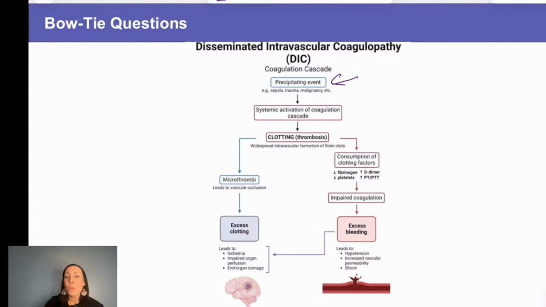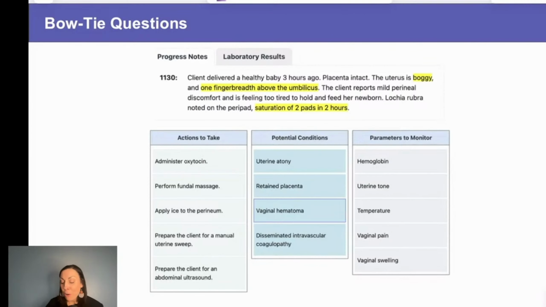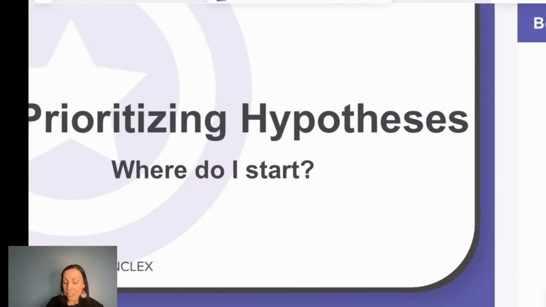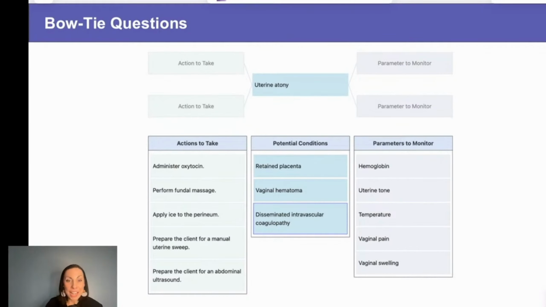But why would it not be DIC? Remember, all our labs looked great for this client, right? If she was having DIC, we would have seen her clotting times and bleeding times elevated, her hemoglobin would have been lower, but all of that lab work looked normal. Now, we definitely need to watch out for this because this hemorrhage could lead to that. But right now, what is most likely happening, and I see people putting that answer, is postpartum uterine atony. Absolutely, I agree. With prioritizing hypotheses, our next step is where we make our final decision. And what we think this is, which we've agreed, is uterine atony.